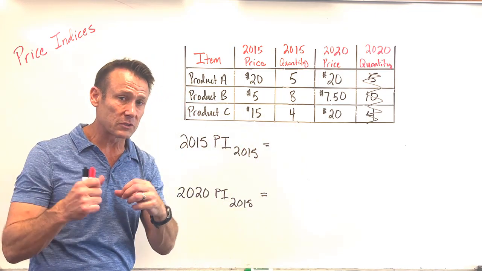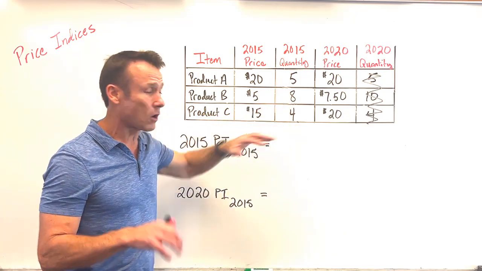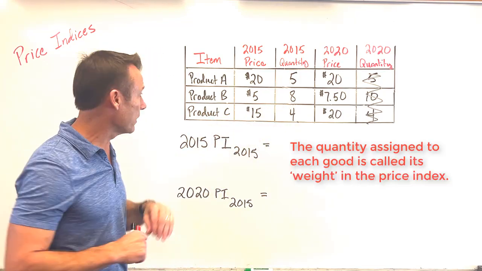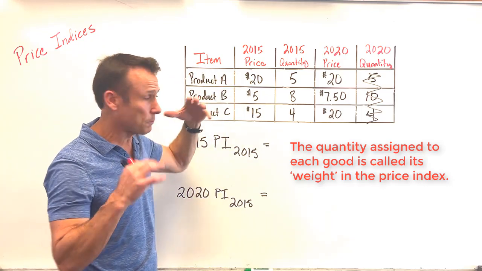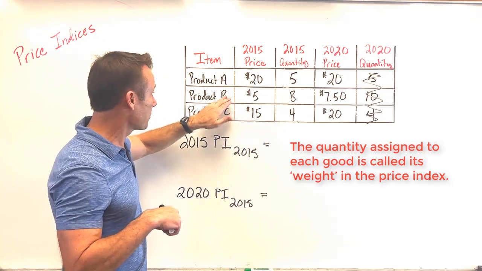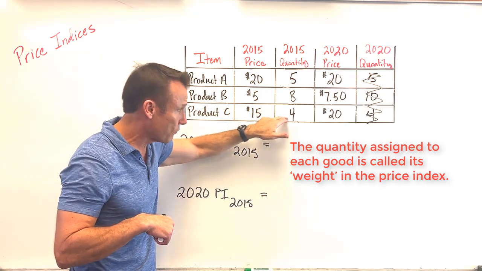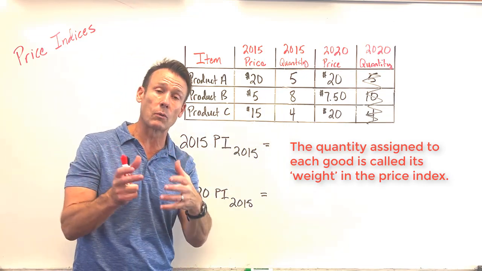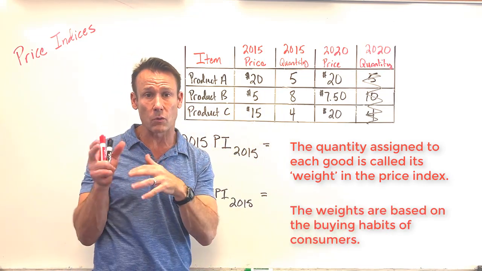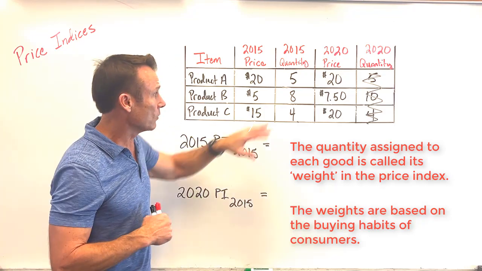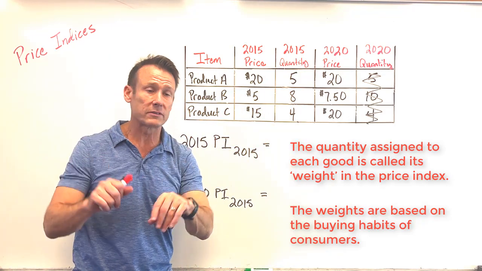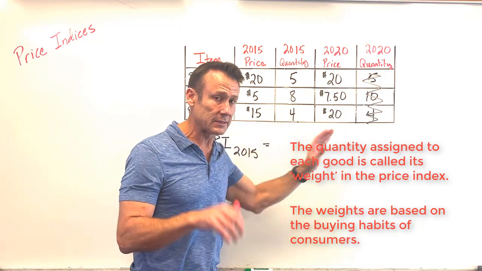One more thing when it comes to terminology, the quantities are known as the weights, okay? So product A is in this market basket, if you will, 5 times, product B 8 times, product C 4 times. So the quantities are what we call the weights. So the weights are the quantities and the quantities are the weights, all right? So here are our weights. We don't want our weights to change. We just want our prices to change.